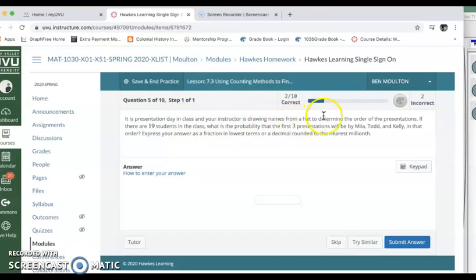All right, this one, it is presentation day in a class. Your instructors draw names from a hat to determine the order of presentations. There are 19 students in the class. What's the probability that the first 3 will be by Mila, Todd, and Kelly in that order?